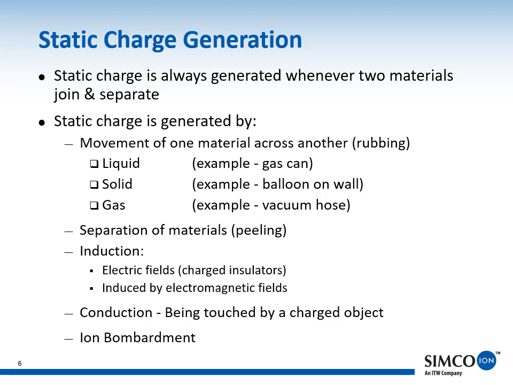Another mechanism is induction. A highly charged material generates an electric field that can induce electrostatic charge in another object in close proximity to it. Conduction is another method of charging. If one conductive item is charged and it makes contact with another conductive item, they can share the charge. We can also charge a material by ion bombardment. We're going to talk a lot later about how we actually neutralize electrostatic charge by ion bombardment, but if you put too much of one polarity of an ion on a surface, you will actually charge that material up.